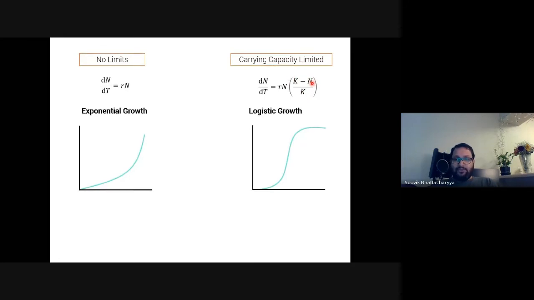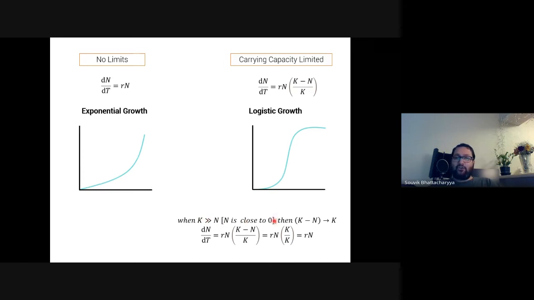So what is this coefficient? Why did we apply this? Just think of an example when k is far greater than n. That means n is very close to 0. Then n will become 0, so k by k will become 1. So this equation would be the same as this equation. So there is no change.